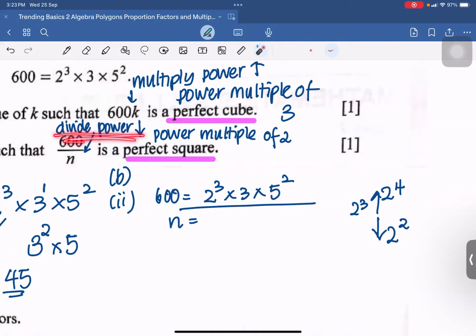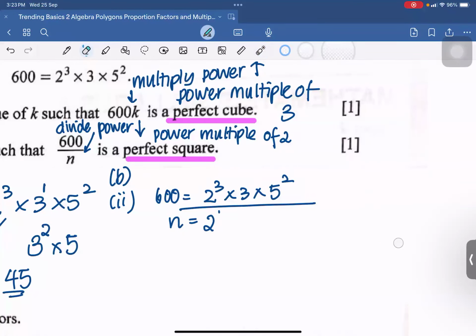Divide, the power decreases. So I must make it become 2 square. So what number must I divide away such that you become 2 square? I divide by the number 2, 2 to the power of 1. Then next, 8. Can I make 3 become 3 cube?